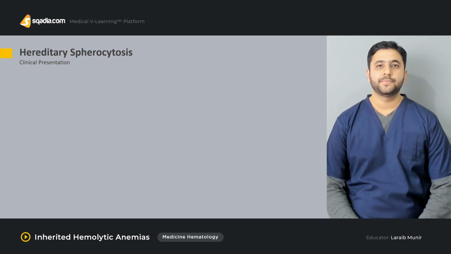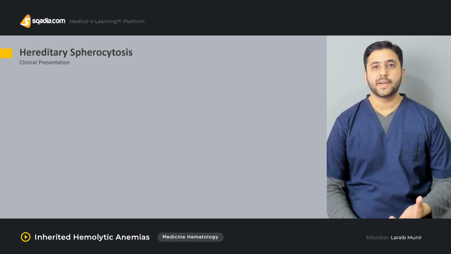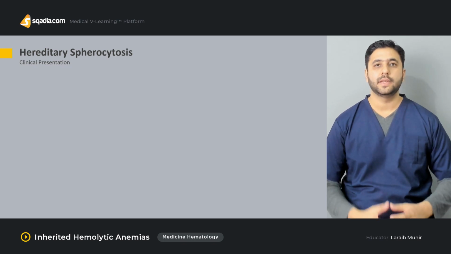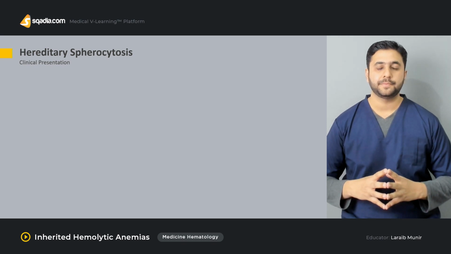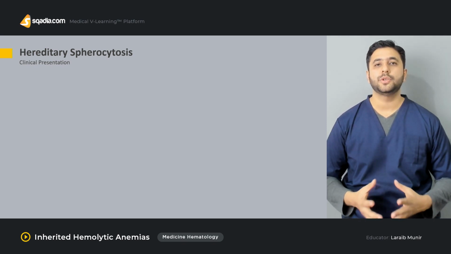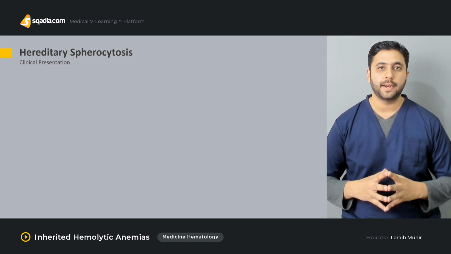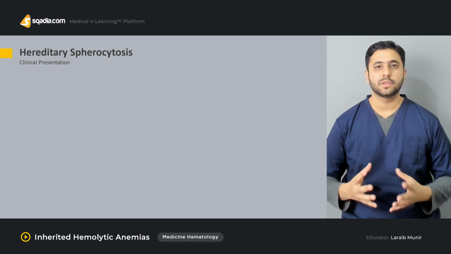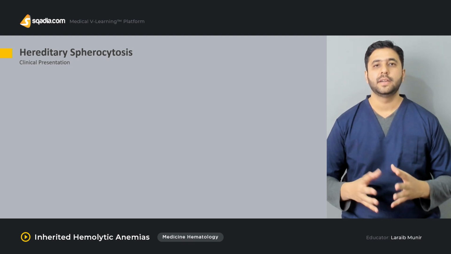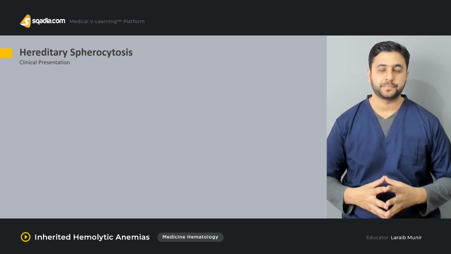Now let's talk about hereditary spherocytosis. The major defect in hereditary spherocytosis is the anchoring protein problem, specifically the ankyrin defect. This leads to disruption of the integrity of the RBC and the cytoskeleton membrane. The RBC shape changes from a biconcave shape to a spherical shape, or a sphere, and that spherical RBC is very much prone to destruction.